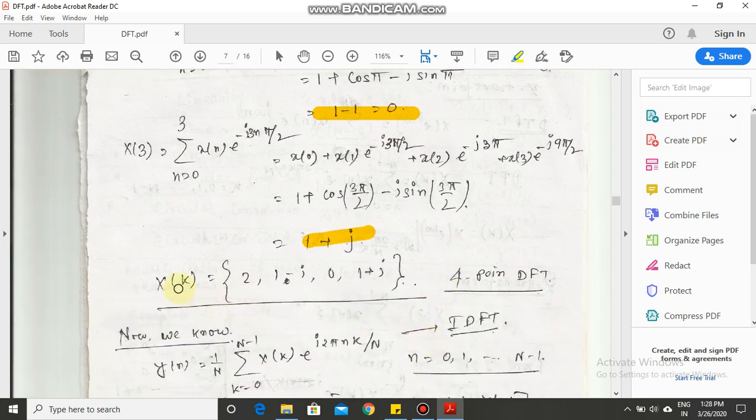So by the direct DFT method, the X of k is this. This is basically a 4-point DFT, which is a simple method. This is called the direct method of calculating the discrete Fourier transform.